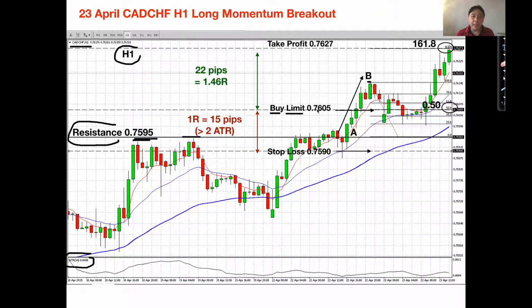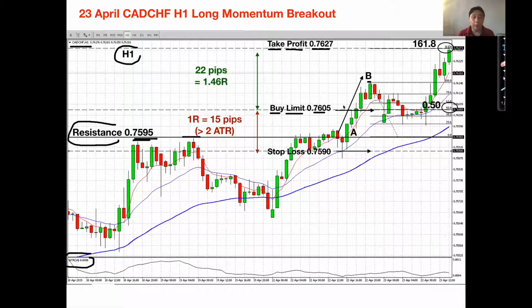So my buy limit order is at 7605, waiting to be triggered once the price reaches that level. Got it? Okay, good. Next, where do I place my take profit? At 7627, which is where the Fibonacci tool shows me it is 161.8.